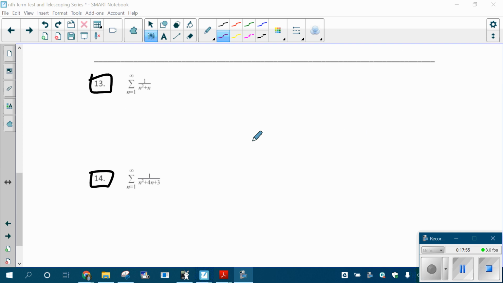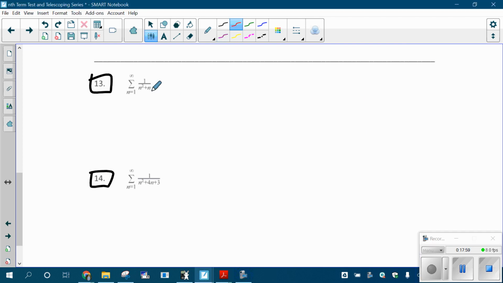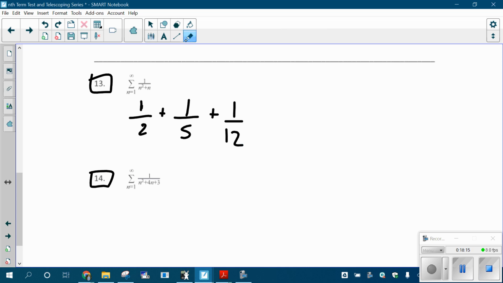Jump back to your packet on page 12, go to problem 13. If you walk up to this problem and you plug in 1, and you plug in 2, and you plug in 3, I think I'm doing this right. No, I did that one wrong. It should be 6. The point is, you get a series here.